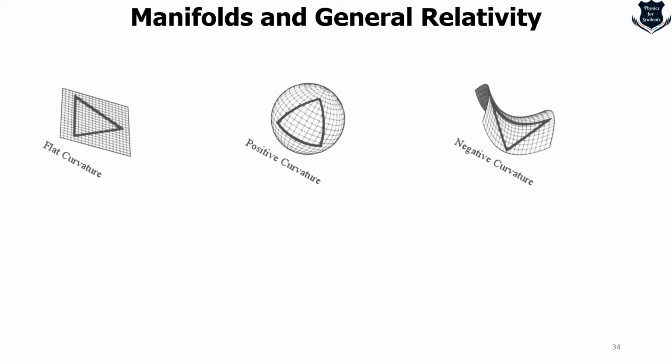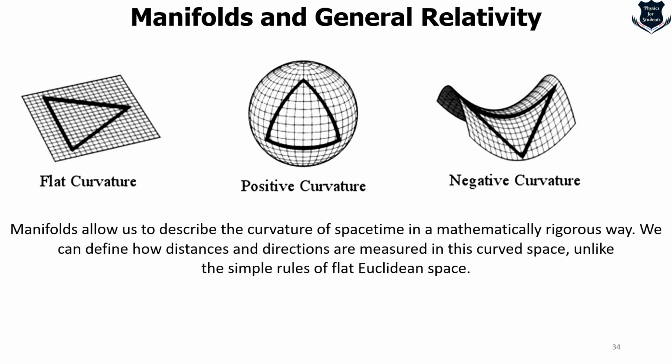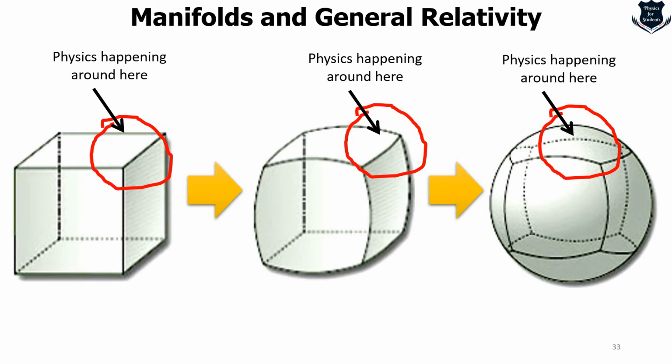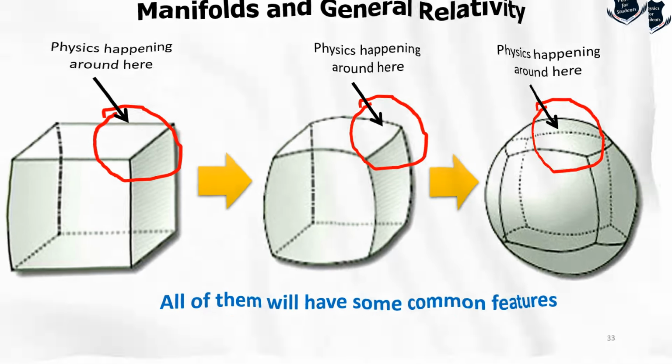So now you see, if I take three surfaces, the flat, the positive and the negative, then we can say that manifolds actually allow us to describe the curvature of space-time in a very rigorous mathematical way. Why rigorous? Now you come to this part again: if I get the surface of this and this and this, and I know that they share a common feature, then learning the physics will become much easier.